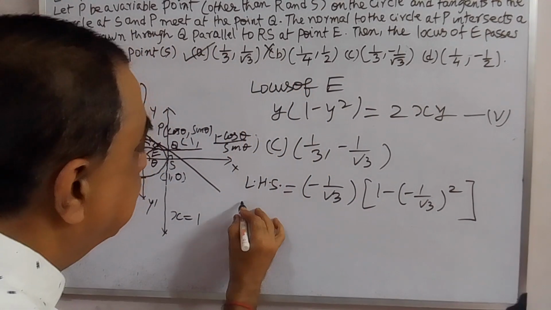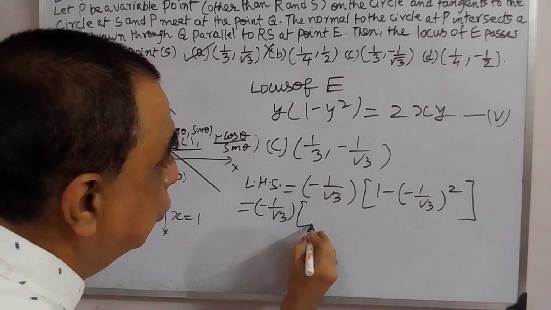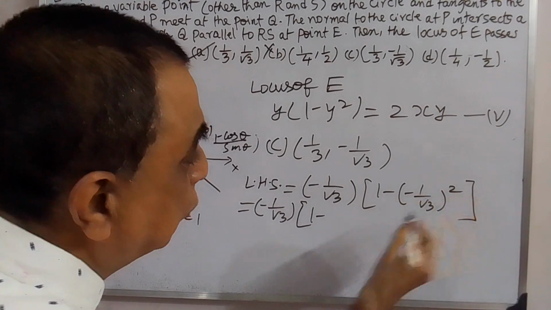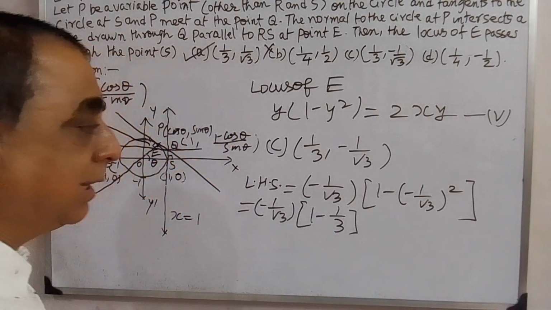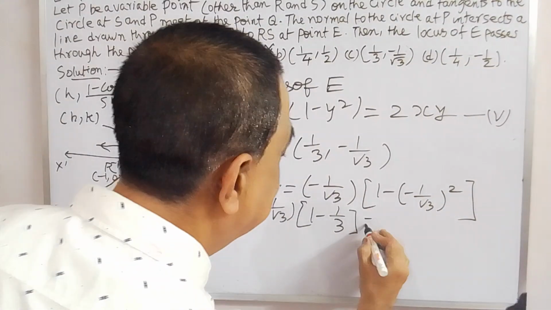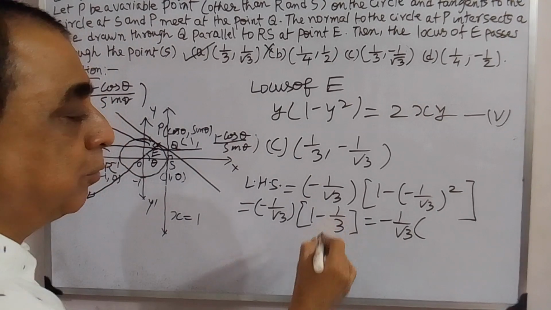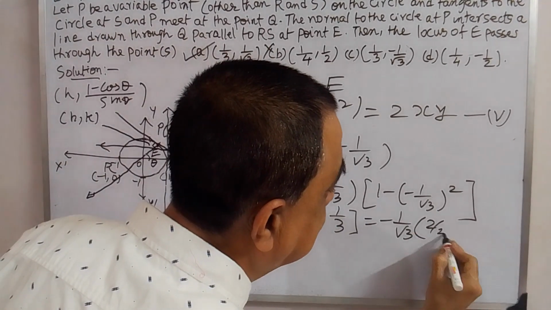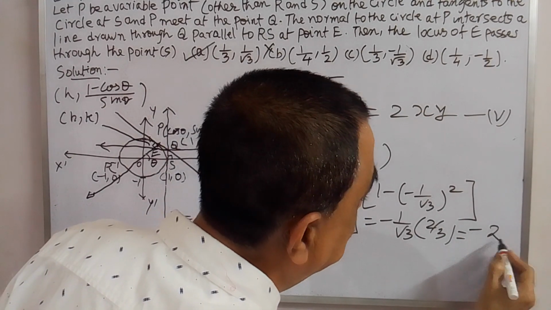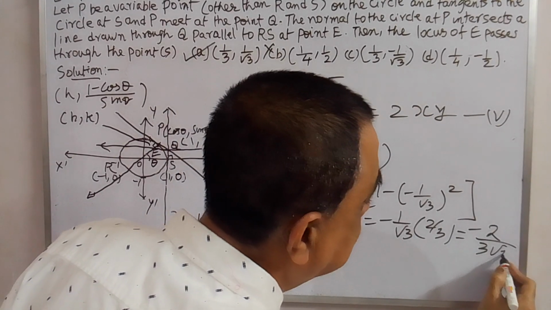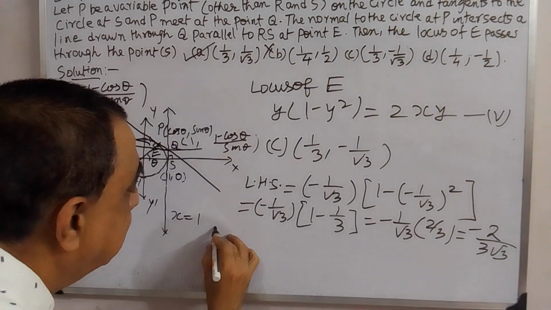Now simplify it. So what are we getting? Minus 1 by root 3 into 1 minus, square is plus, so this will be 1 by 3. Root 3 whole square is 3. So that is minus 1 by root 3 into 1 minus 1 by 3, which is 2 by 3. Multiplying, what we are getting here is minus 2 by 3 root 3. This is the left hand side value.